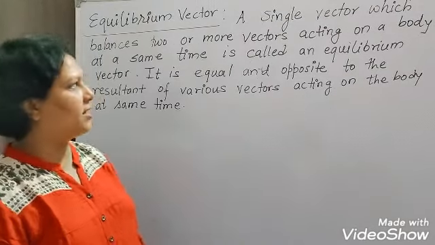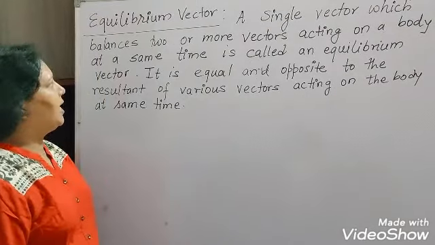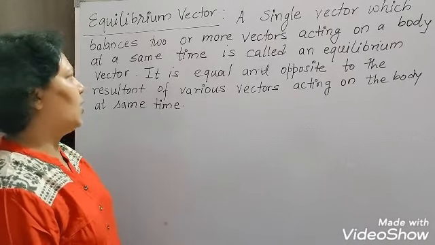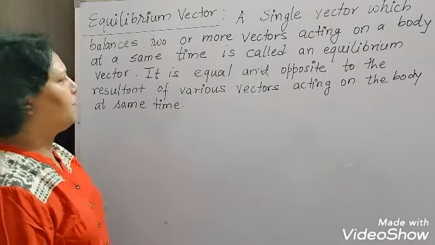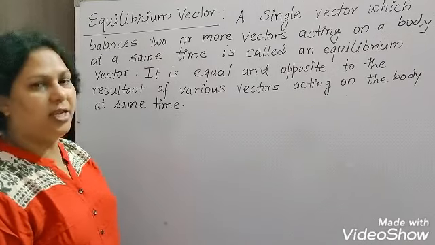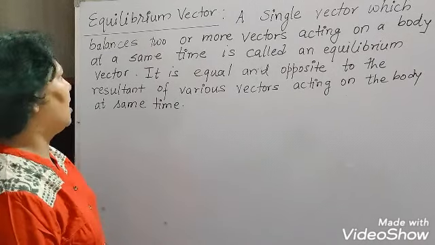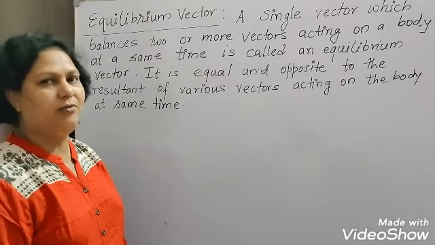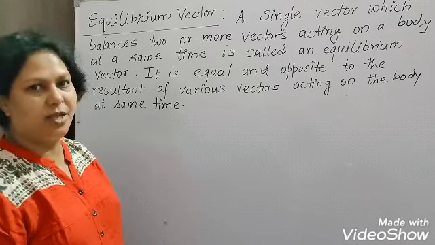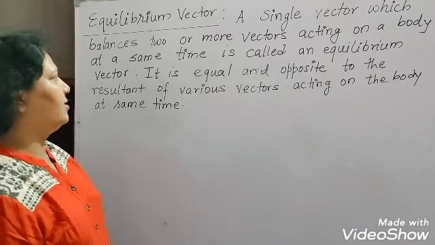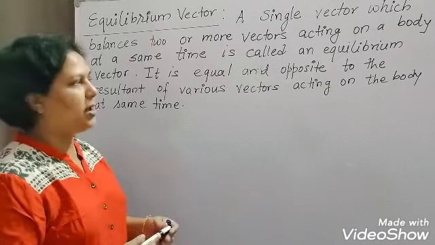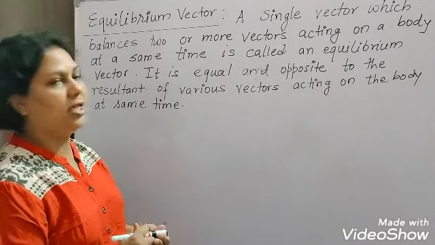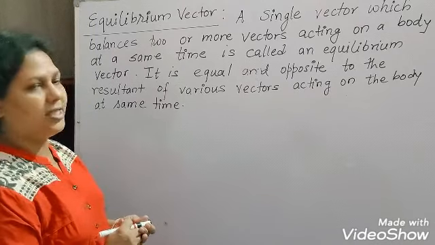A single vector which balances two or more vectors acting on a body at the same time is called an equilibrium vector. So here we are talking about the equilibrium vector. That means a single vector which balances other vectors, two or more. It is equal and opposite to the resultant of the various vectors acting on the body at the same time.